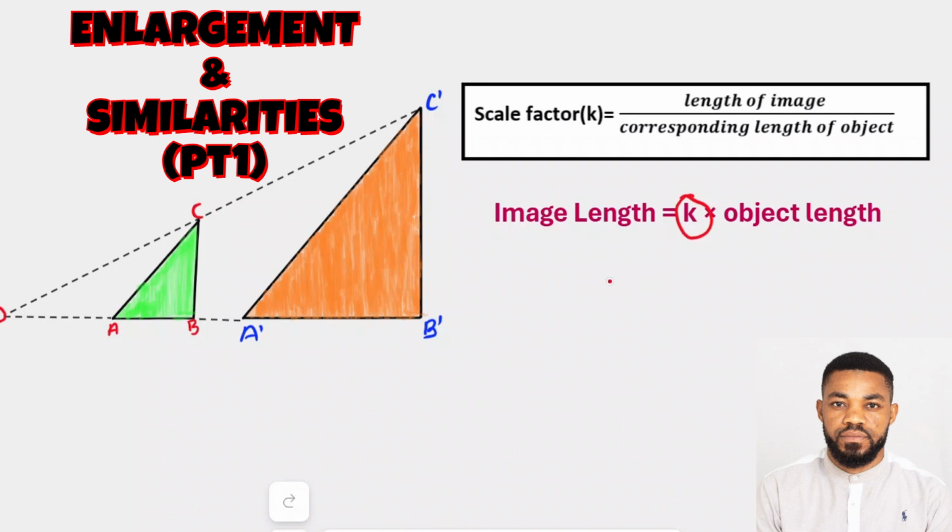When the scale factor is greater than 1, then we are going to have an enlargement. For example, let's take the scale factor to be, let's say, 2. If that happens, it means to get the image, we have to double the object length. And that will give us an enlargement.